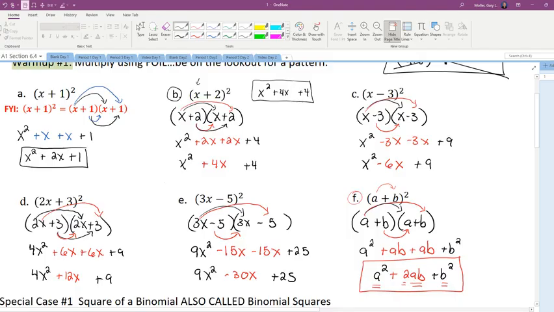I'm going to square the x, I get x squared. I'm going to square the negative 3, and I get positive 9. x times negative 3 is negative 3x. I'm going to double negative 3 to get to negative 6, negative 6x.